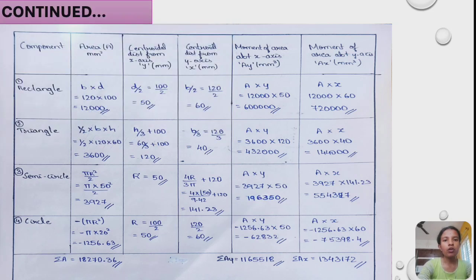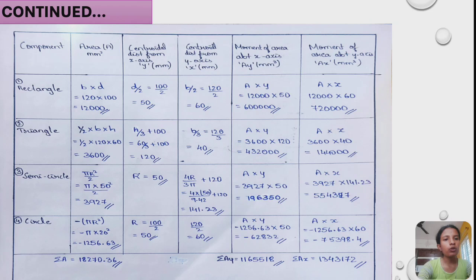Now we have the table of components: area, centroidal distance from x-axis, that is y, centroidal distance from y-axis, that is x, moment of area about x-axis, ay, and moment of area about y-axis, that is ax. First one is rectangle. For area, breadth into depth, that is 120 into 100, gives 12,000. The centroidal distance from x-axis is d by 2, which equals 100 by 2, that is 50. Centroidal distance from y-axis is b by 2, that is 120 by 2, that is 60.